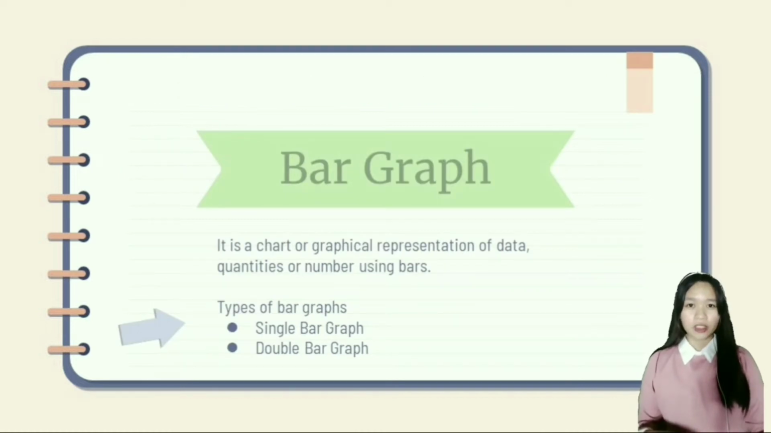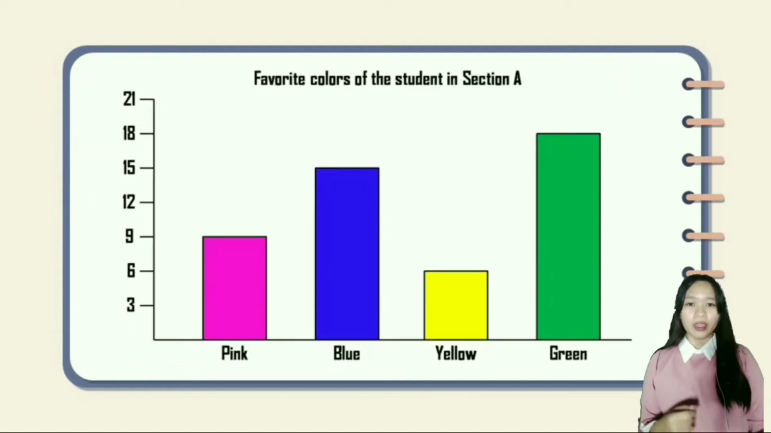The bar graph is a chart or graphical representation of data, quantities, or numbers using bars. It is also used to show the comparison of data from different variables. A bar graph has two types, which are single bar graph and double bar graph. Here is an example of a single bar graph.